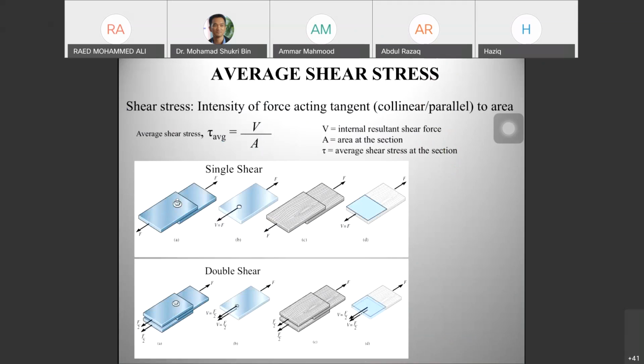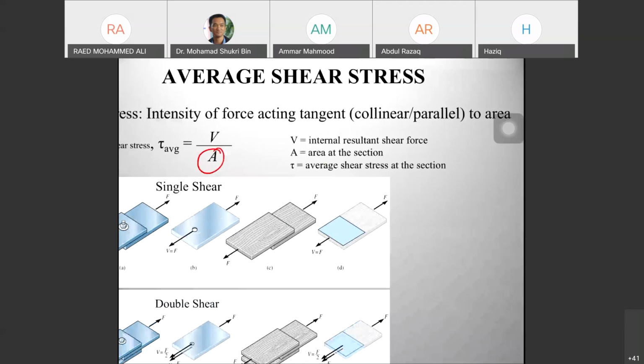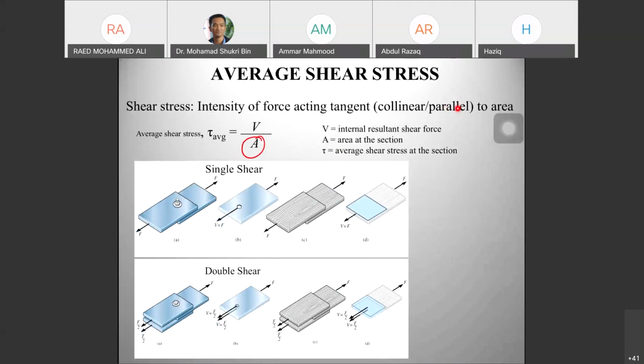So if there are no questions, we proceed with shear stress. Shear stress is the same as the normal stress. The difference is only at A, the area. If the area for normal stress is perpendicular, the area for the shear stress is parallel. Okay, parallel.